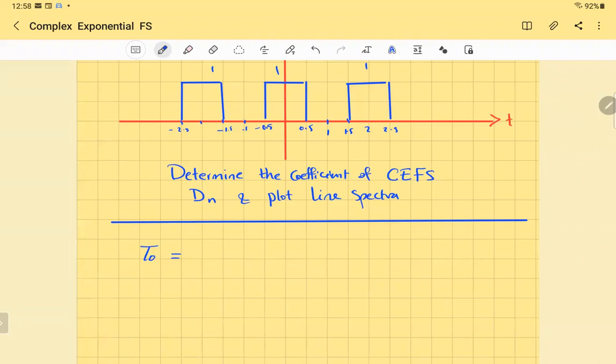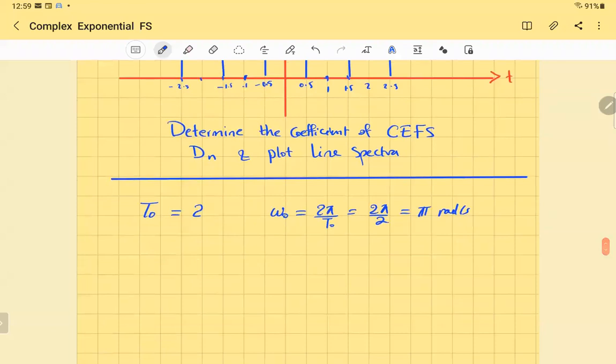Because the period, you can say start from here up to here, and then it will be repeated. Or if you say I'm starting from this point, we go down to 0 and then go back till here. That's 2. So the period is equal to 2. What about the fundamental frequency, omega naught? Omega naught is equal to 2 pi over T naught, which is 2 pi over 2. It's equal to pi radians per second. All right.